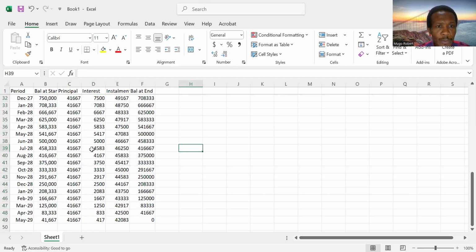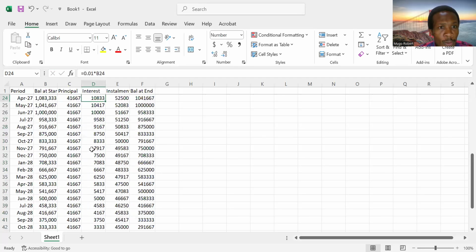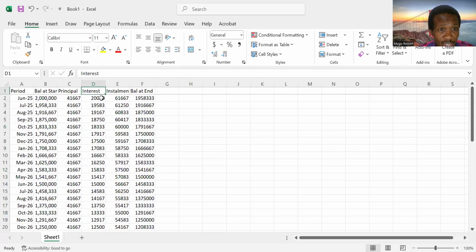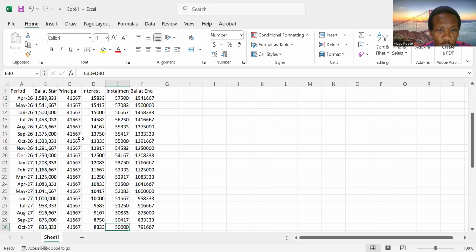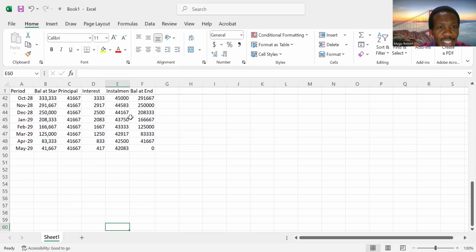So you can see the interest in the first month is 20,000. The installment in the first month is 61,666. It keeps on reducing until the last month. The installment is 42,083. The interest reduces from 20,000 to 417. That is what we call reducing balance.